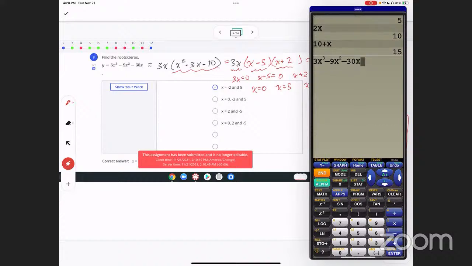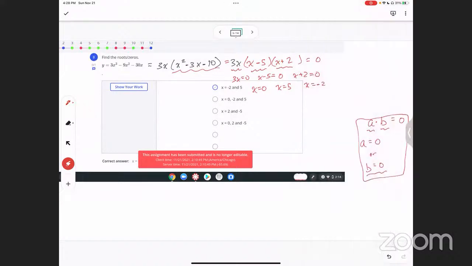What was the whole point of what we were just doing right here? To find the roots, the zeros. Yeah, we were trying to find out what numbers solve this equation. We were trying to find out which numbers, when I plug them in for X, give me 0. Because that's what it means to be a root. A root means it's where Y equals 0. That's what a root is.